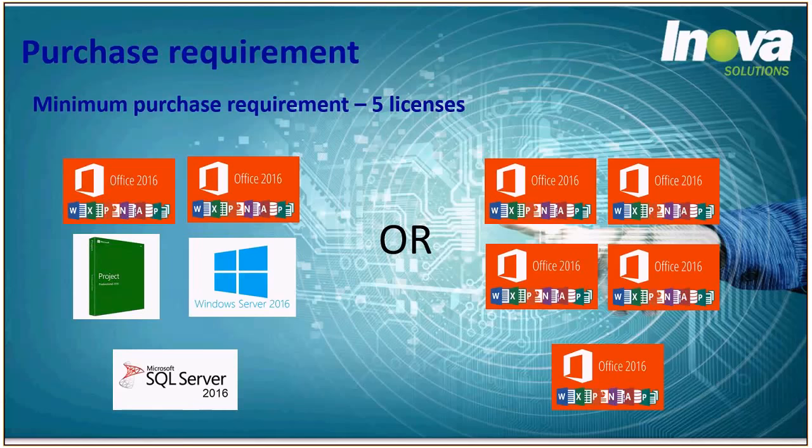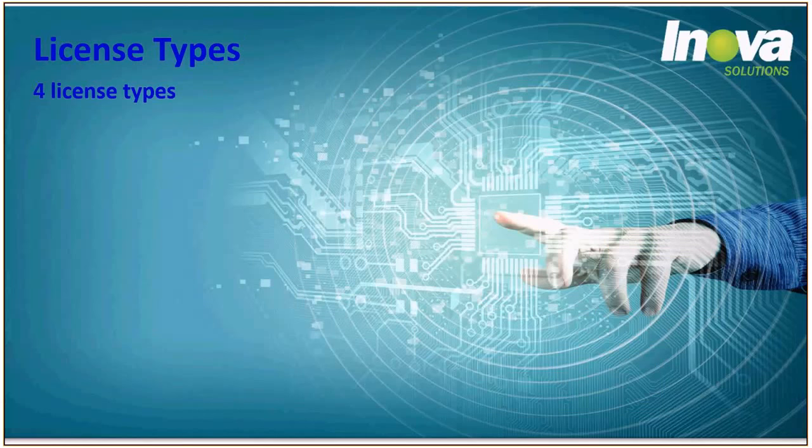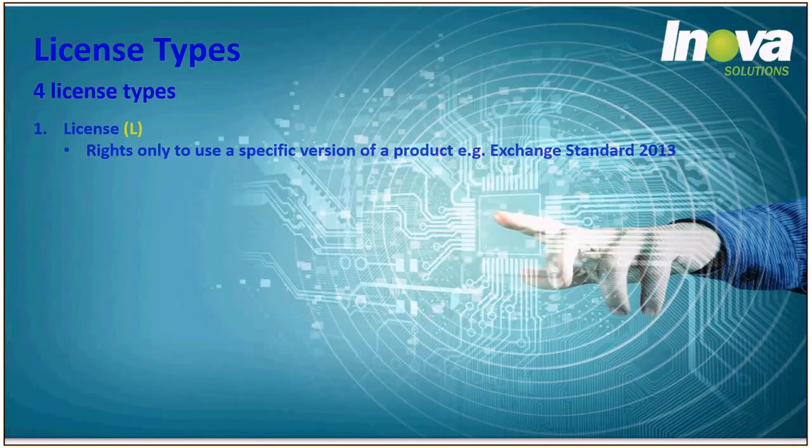There are 4 types of licenses that you can purchase. And what do I mean? There's the license itself, which is the right to use a specific version of the product. For example, Exchange Standard 2013. So if you purchase that license, you have the right to use that software and that version of that software.